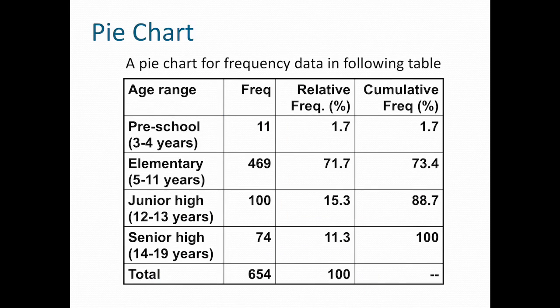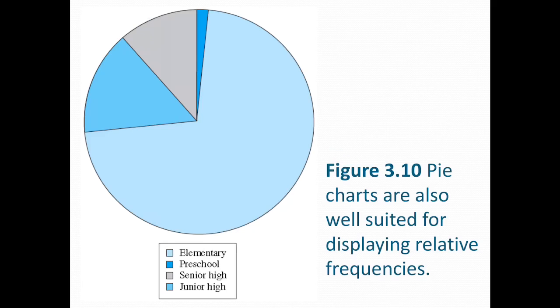A pie chart for frequency data is in the following table. A pie chart really shows you the frequency laid out in percentages. I personally like pie charts a lot. I think they're very easy to read, very clean, and you can get a lot of information from them. Pie charts are based upon the relative frequency of the value. So if you see elementary is from 5 to 11 years old, and this one has 469 over the 654 possible, which would be 71.7%. And here is the pie chart.